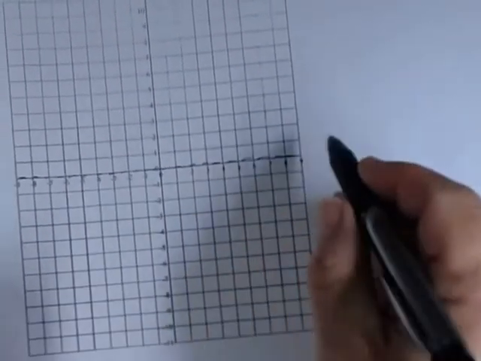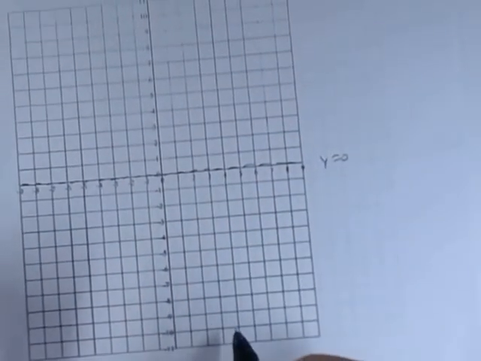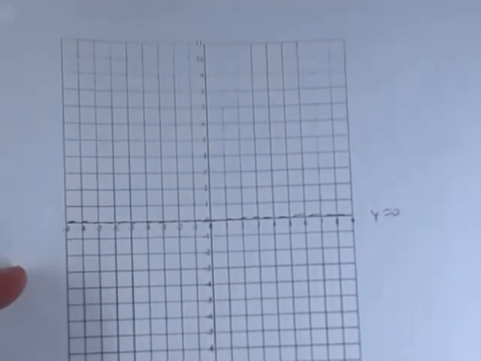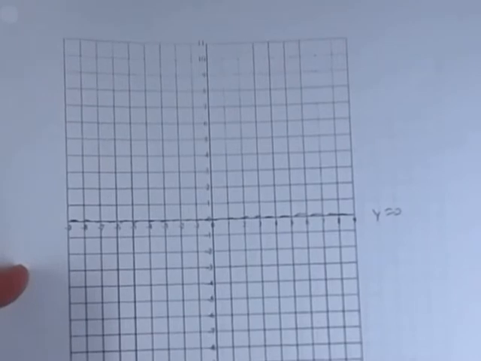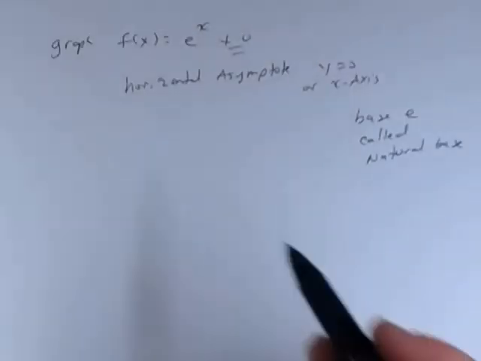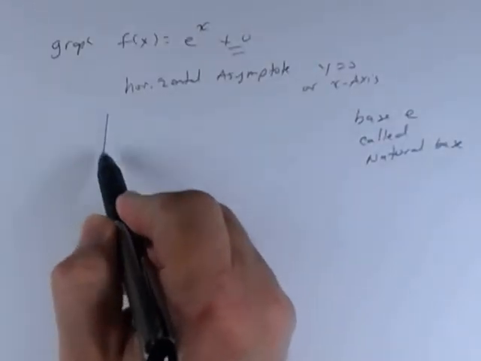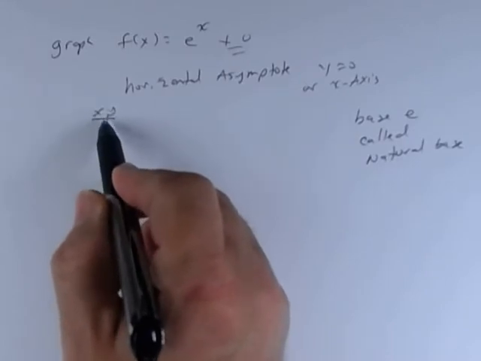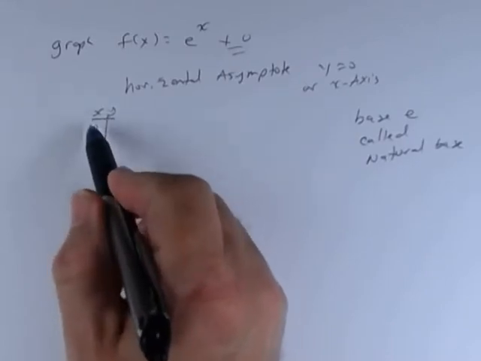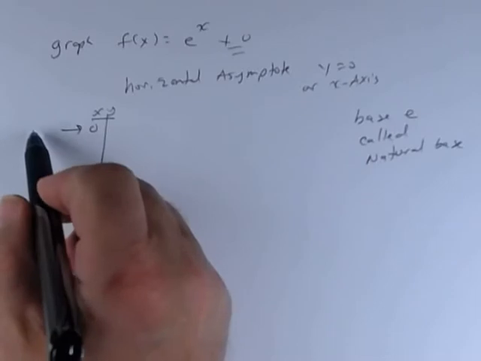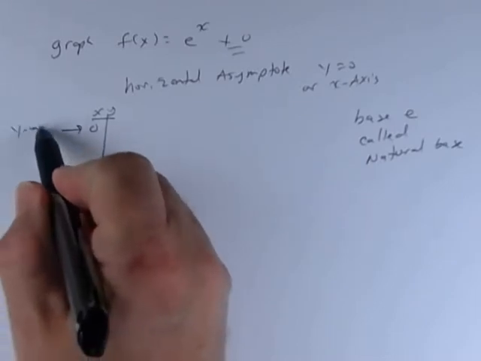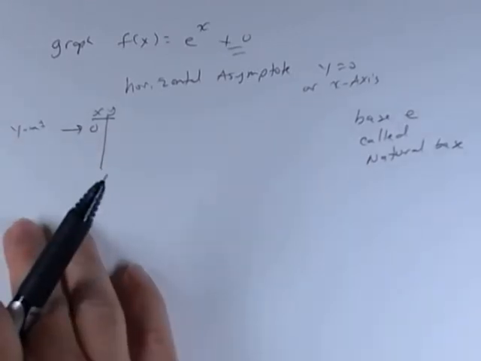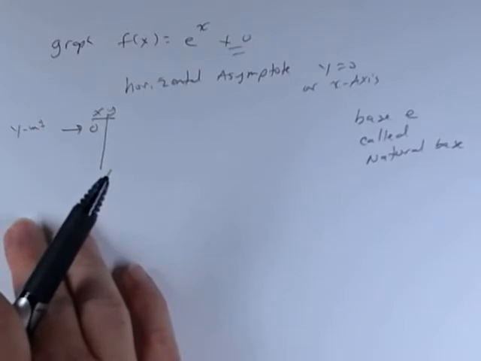Okay, so I drew my dotted line, so y equals 0. All right, now is the graph above or below the horizontal asymptote? It's above. All right, so let's plot some points. Let's use the t-table. What's an easy one to use for x? 0, because when you use 0 for x, you are finding the y-intercept. And an exponential function always has a y-intercept.